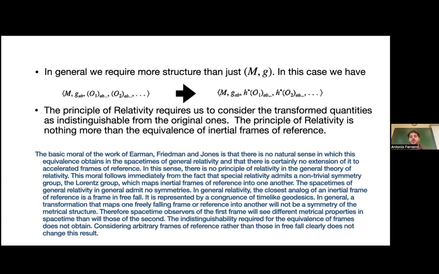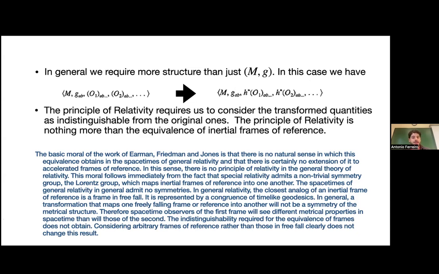Now, how do we follow with the principle of relativity? The principle of relativity requires us to consider the transformed quantities as indistinguishable from the original ones. The principle of relativity is nothing more than the equivalence of inertial frames of reference. So if one theory, the left-hand side, with whatever electric field or magnetic field and so on, is transformed via, for example, the Lorentz transformation in the case of Minkowski spacetime, the transformed quantities also have the same right to be correct in any physical situation. So this is the principle extended to other kinds of fields.